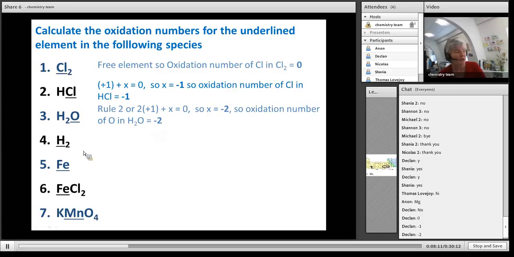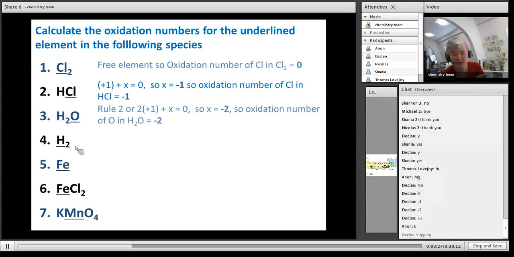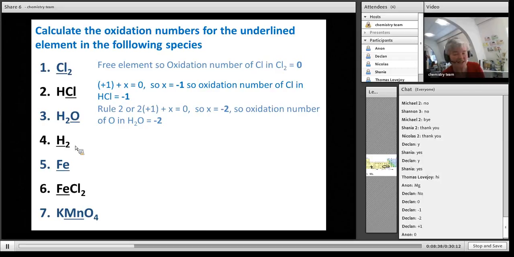Okay, let's do hydrogen. Declan's onto it. What is the oxidation number for hydrogen? Okay, Declan, is this hydrogen in a compound? No. It's 0, because this is rule number 1, a free element. Hydrogen is not bonded to anything else.